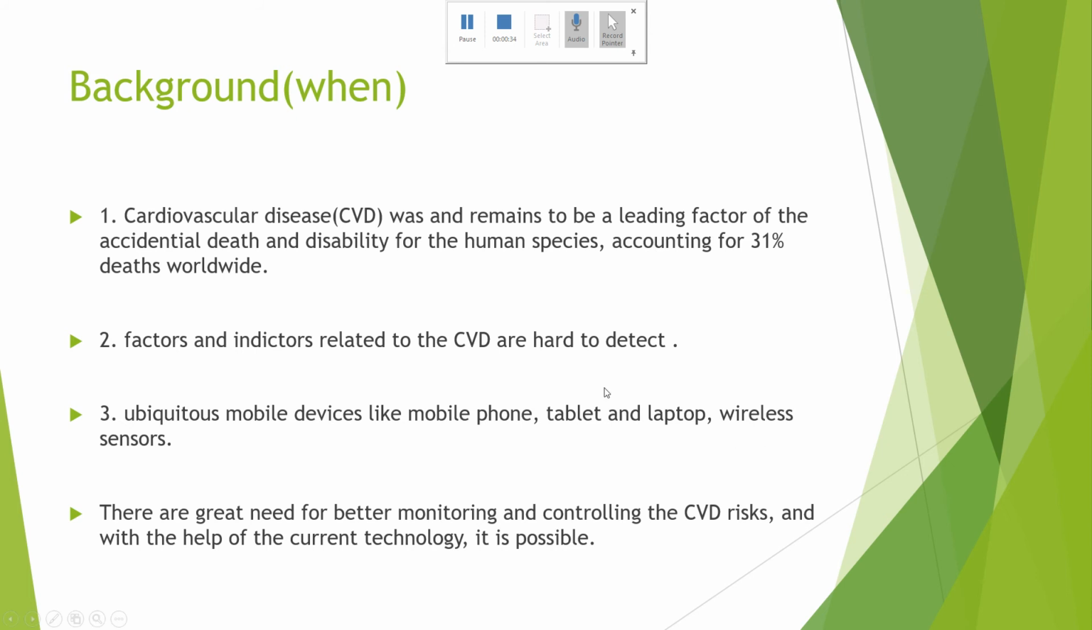So, about the background issue. Cardiovascular disease, aka CVD, was and is still the leading factor of accidental deaths and disability for the human species, accounting for 31% of deaths worldwide. What makes this situation worse is that factors and indicators related to CVD are very hard to detect. But on the other side, there are some helpful technologies, like ubiquitous mobile devices such as mobile phones, tablets, laptops, and wireless sensors.